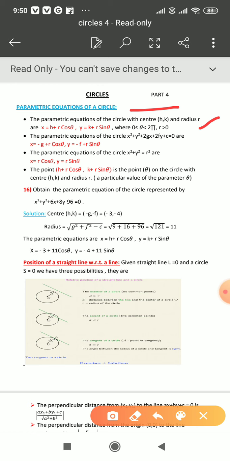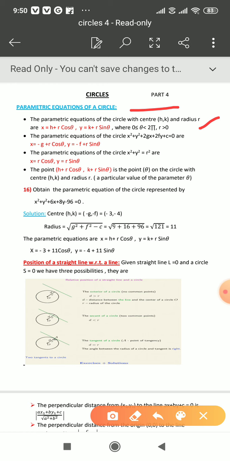If the circle is with center (0, 0) and radius r, that is x square plus y square equals r square, that is the circle with center (0, 0) and radius r. Now the parametric equations are x equals r cos theta, y equals r sin theta.